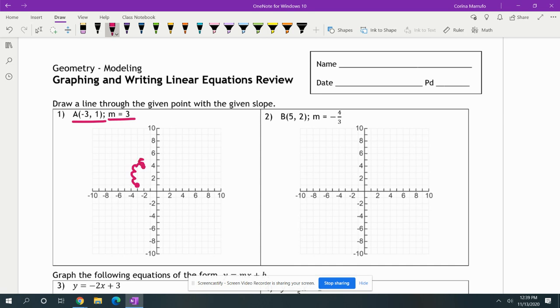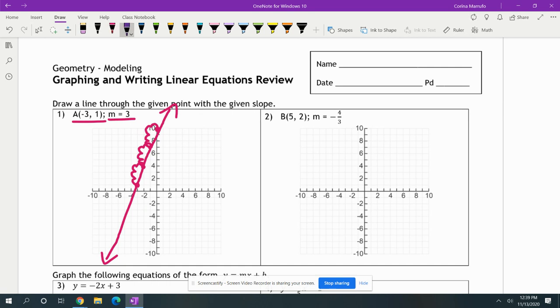Okay, and so I want you guys to make as many points as possible that'll fit on the graph. So 1, 2, 3, run 1. And there's my 3 points. And then we're just going to make a line connecting all these dots. And there you go.